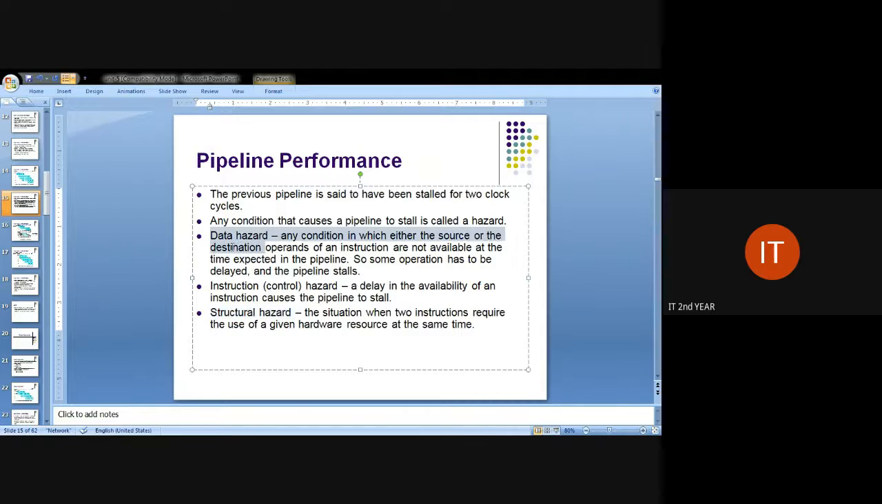So these 3 different types of hazards pave the way for basic pipeline performance discrepancies. Whenever we are planning for a pipeline performance increase, we have to look into precautionary steps so that data hazards, instruction hazards or control hazards, and structural hazards should not occur in basic pipeline operations.